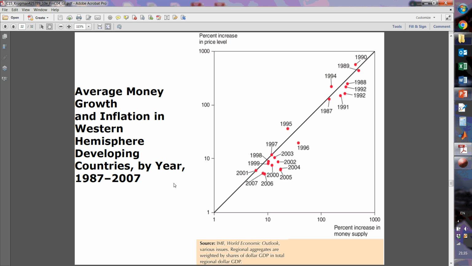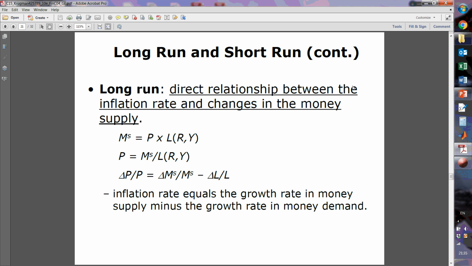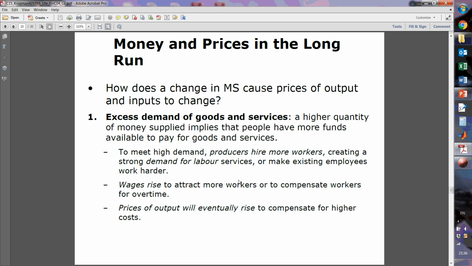And what you see on the horizontal axis is the percentage increase in the money supply, and on the vertical the percentage increase in the price level. And as you can tell, this is for a group of countries that are rich. There is a very strong association or correlation between them along the 45-degree line, which is exactly what you would expect from this relationship on the previous slide if the percentage change in demand for real money balances was indeed zero. So it matches pretty well.